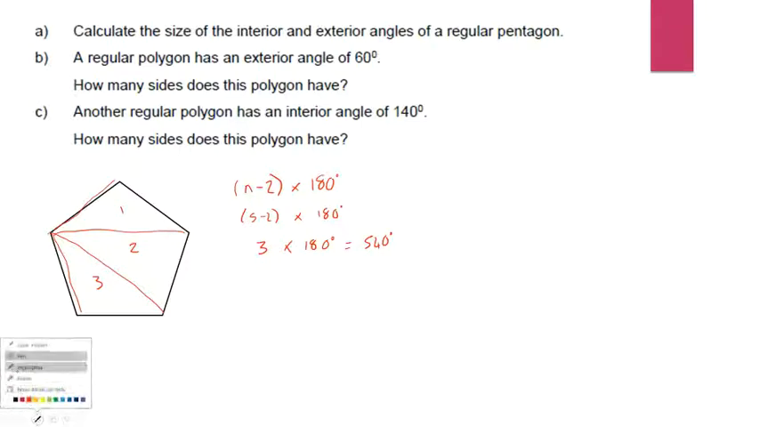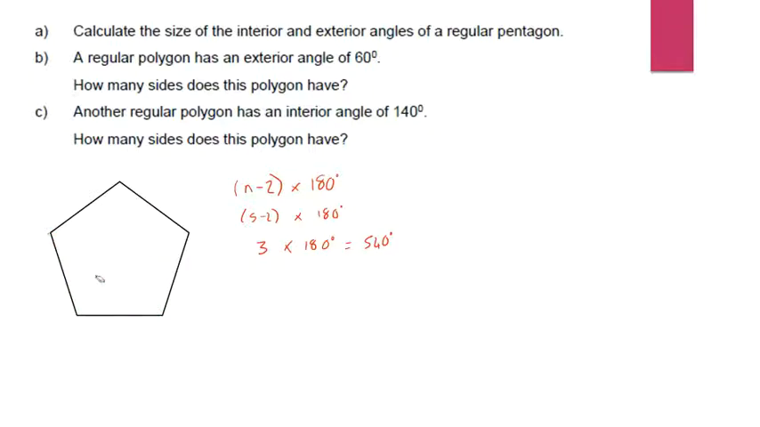We need to work out now the size of one of these. So if I get rid of some of these lines here and go back now to the original angle here, there's one interior angle. So the total for all of it is 540, and we've got 5 equal angles.